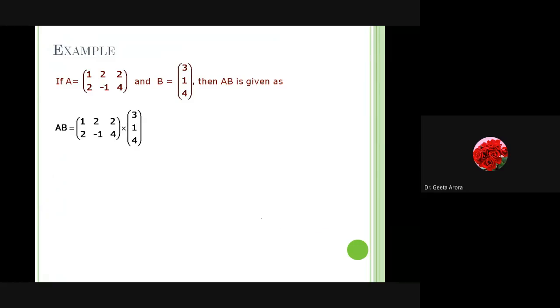If we want to see how we are going to calculate, we have already started with this. First we will write down A and B and check whether they are comfortable for a product or not. If we write down the order of A, how many rows and columns? Here we have 2 rows, 3 columns. And for matrix B, we have 3 rows, 1, 2, 3, and how many columns? 1 column.